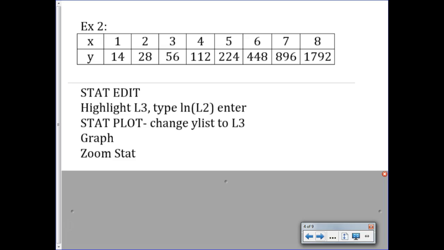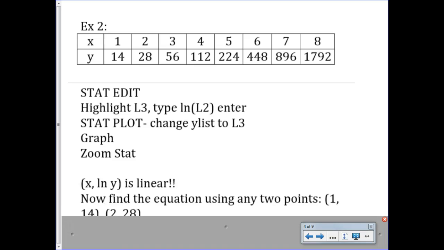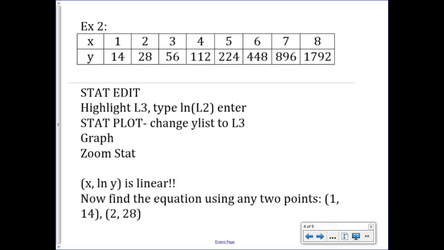Stat plot, change your y list to L3, and stat plot is second y equals. So you'll go into stat plot, change the y list to L3, then you'll hit graph, and you'll want to hit zoom stat. And you should notice then that x and the natural log of y is linear. It should form a straight line there.